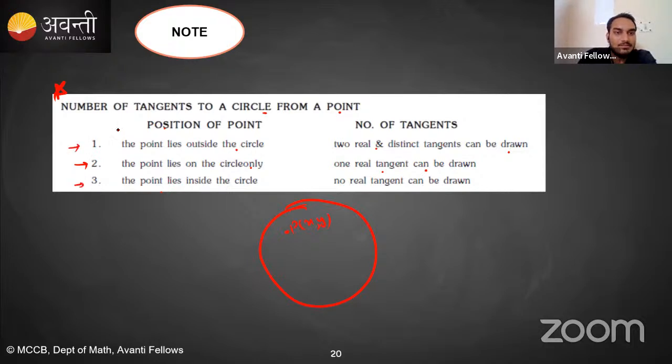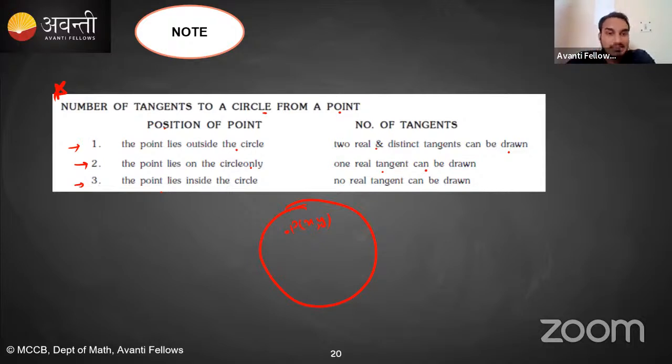Is this clear, everyone? This note is clear. So if somebody has to comment on the number of tangents, just seeing the position of the point with respect to the circle, they can comment on it, right? If the point is lying outside the circle, then two real and distinct tangents are drawn. If the point P is lying on the circle, only one real tangent is drawn.